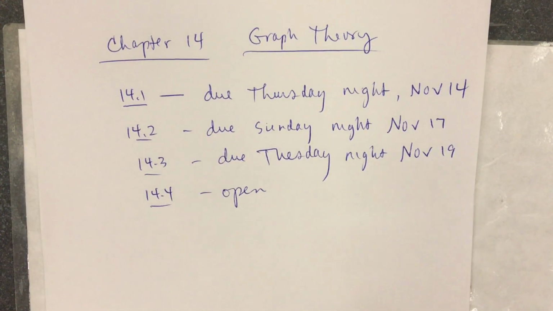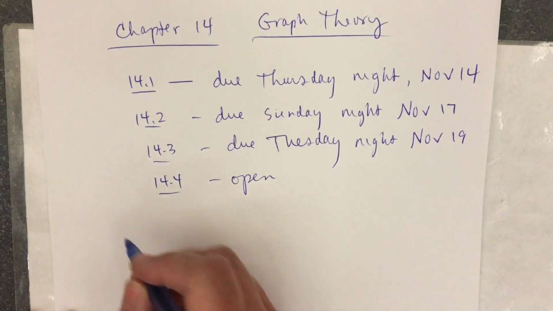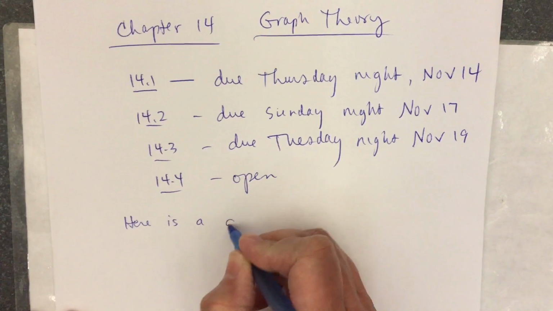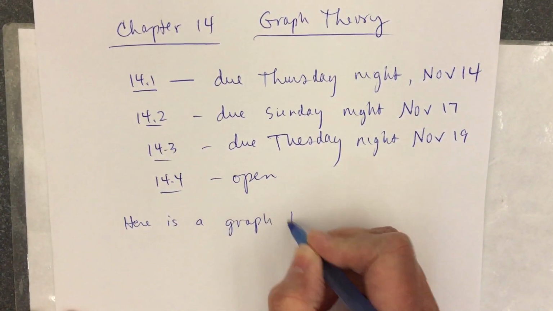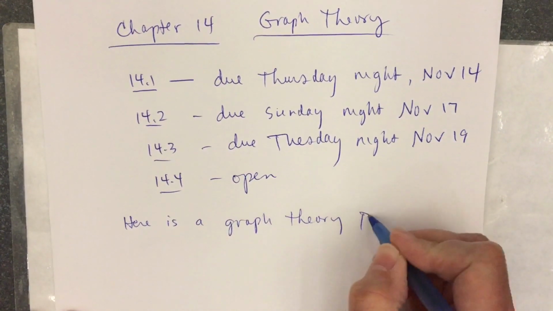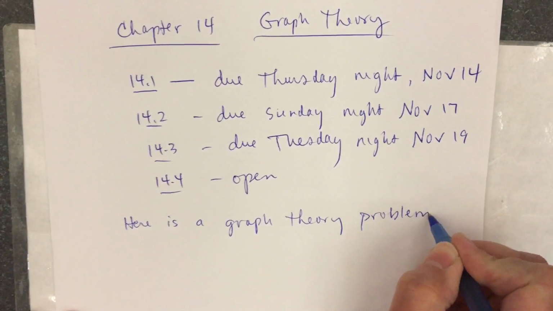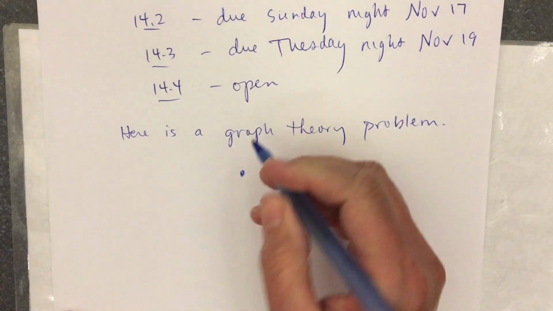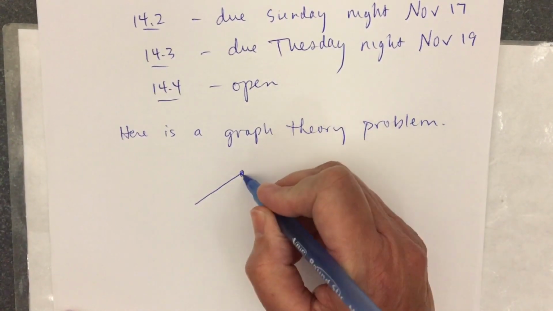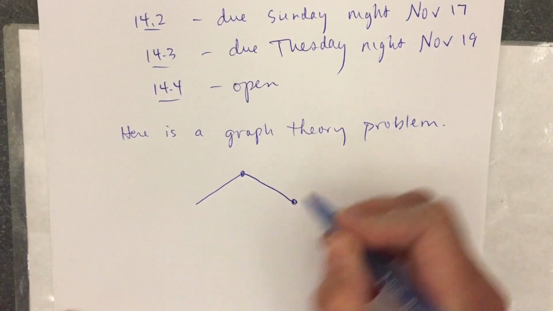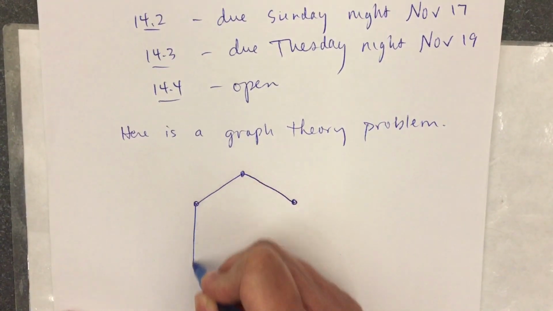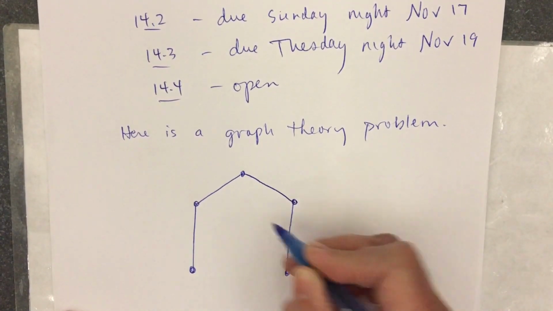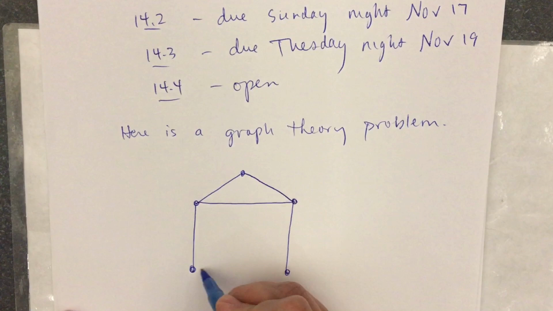Let me talk about, though, what is graph theory. Here is a graph theory problem. I'll draw the graph. A graph is a set of dots and lines connecting the dots. I think of this one, it looks like a house.